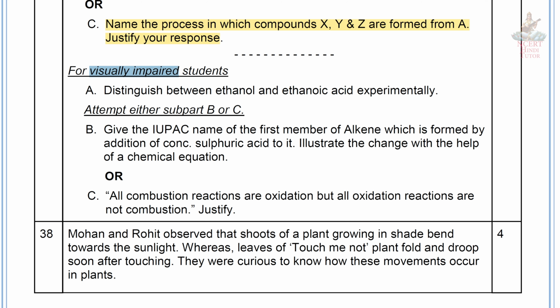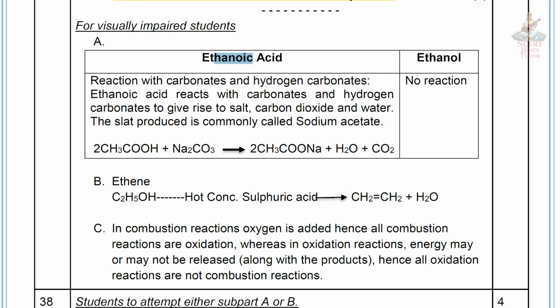For visually impaired students, A. Distinguish between ethanol and ethanoic acid experimentally. Answer. Ethanoic acid reacts with carbonates and hydrogen carbonates to give rise to salt, carbon dioxide and water. The salt produced is commonly called sodium acetate. 2CH3COOH plus Na2CO3 gives 2CH3COONa plus H2O plus CO2.